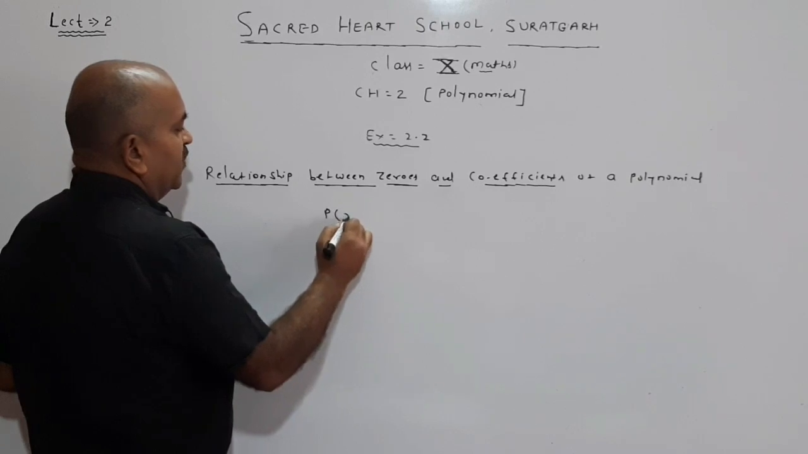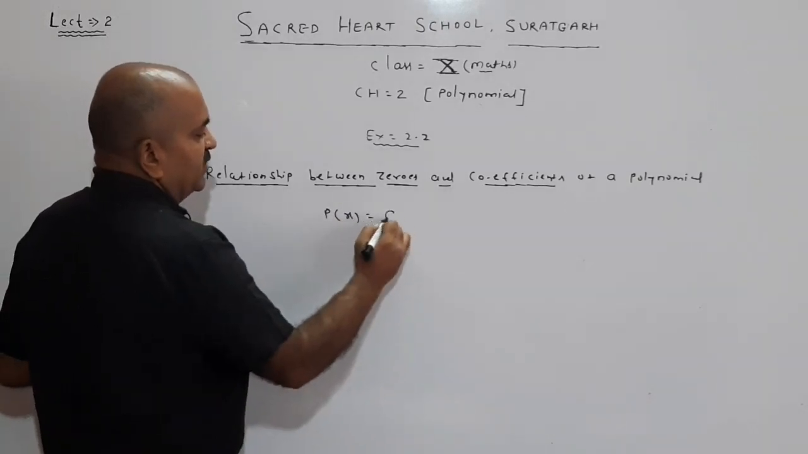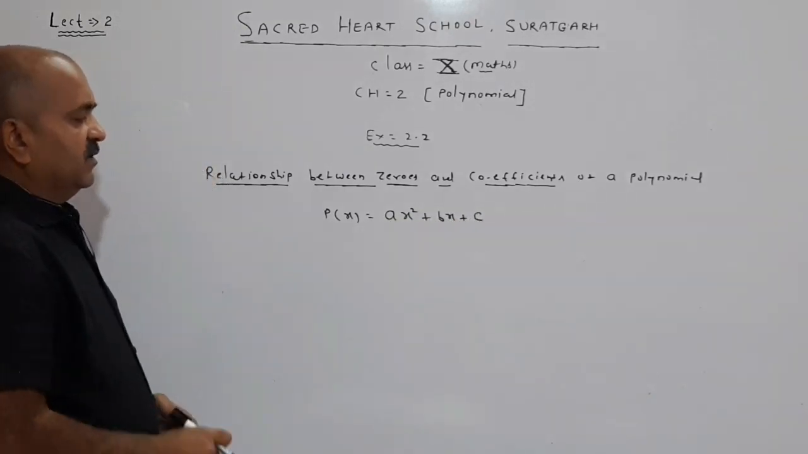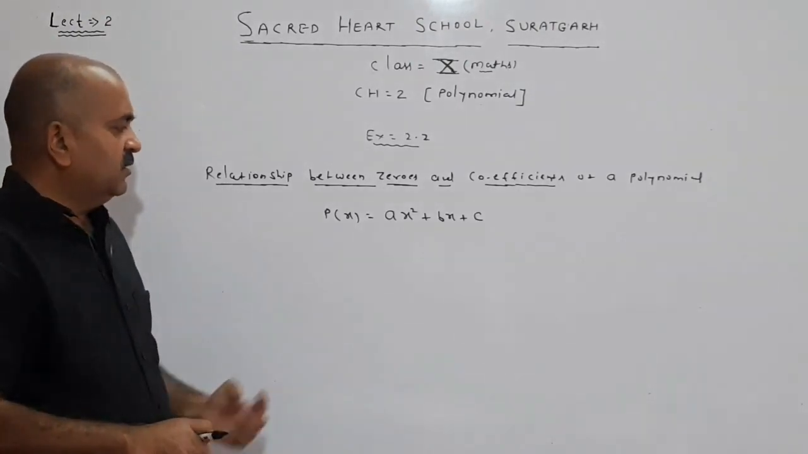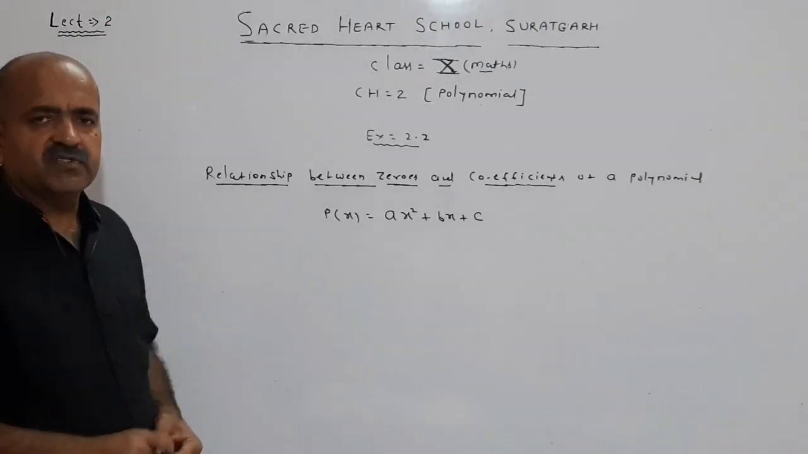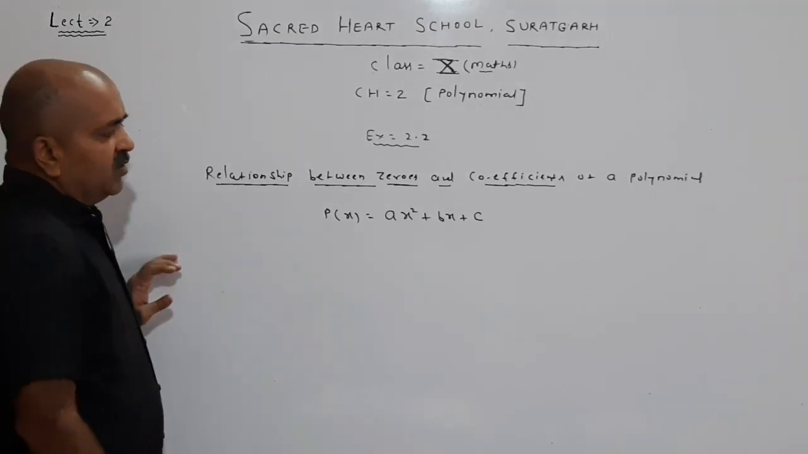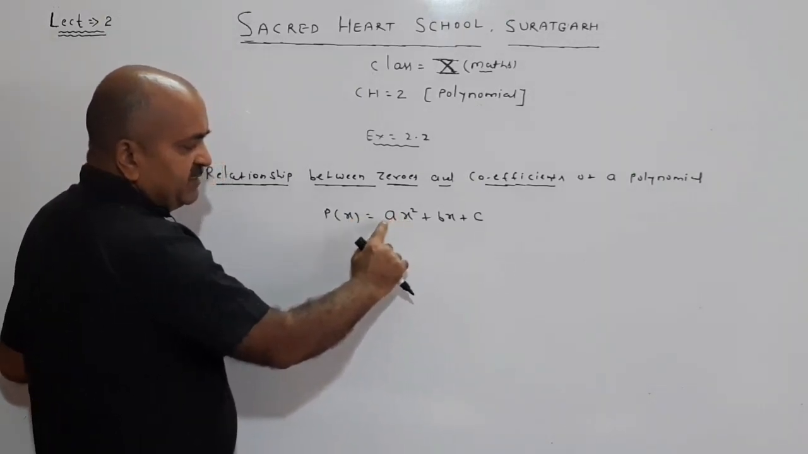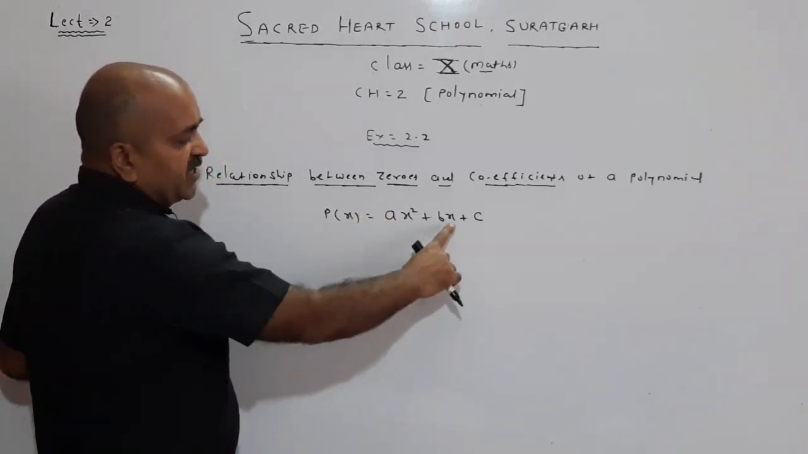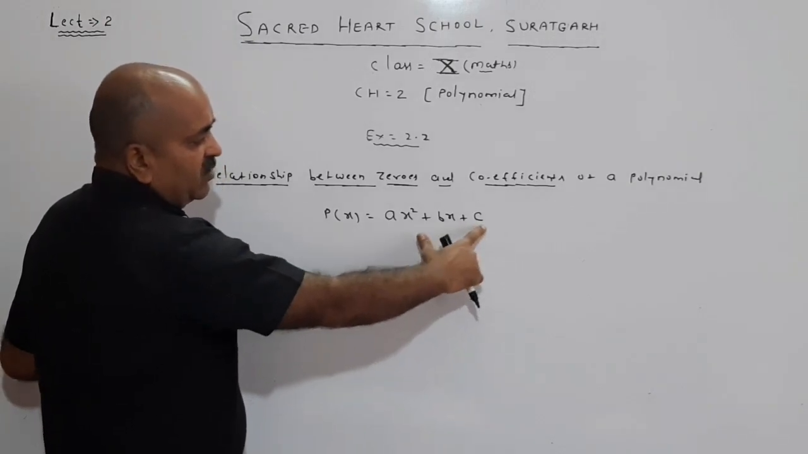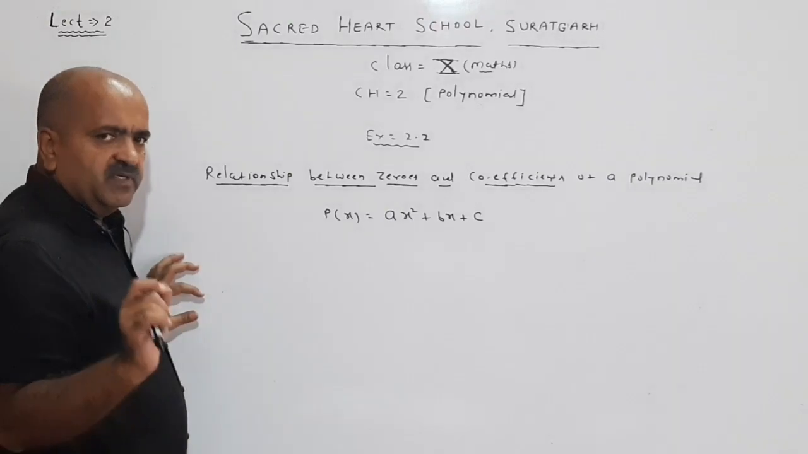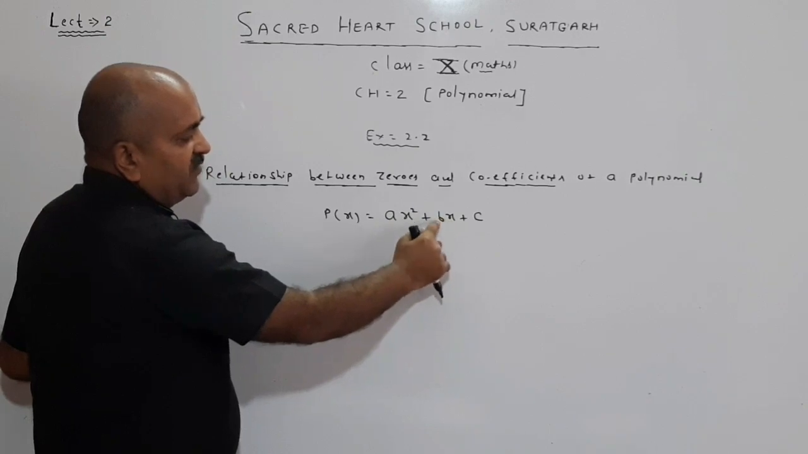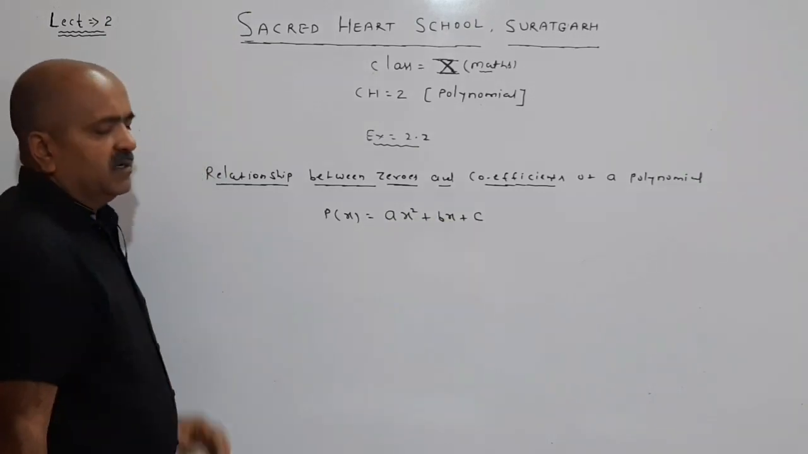Suppose a quadratic polynomial is given: ax square plus bx plus c. And students, in this polynomial, the coefficient of x square is small a, the coefficient of x is small b, and the constant term is c. Students, you know what is the meaning of coefficient? Coefficient means multiple of x square, a, multiple of x, b, and this constant term.